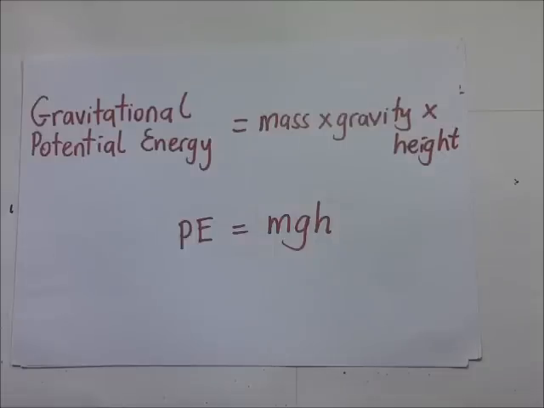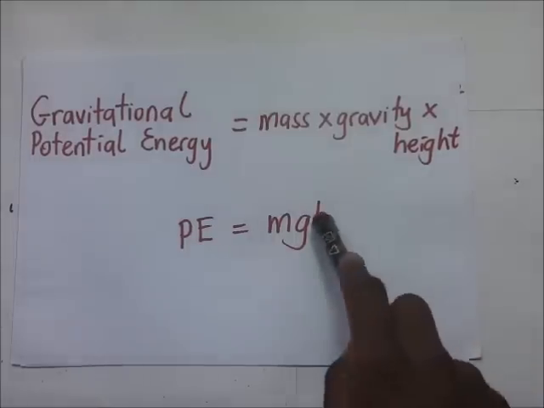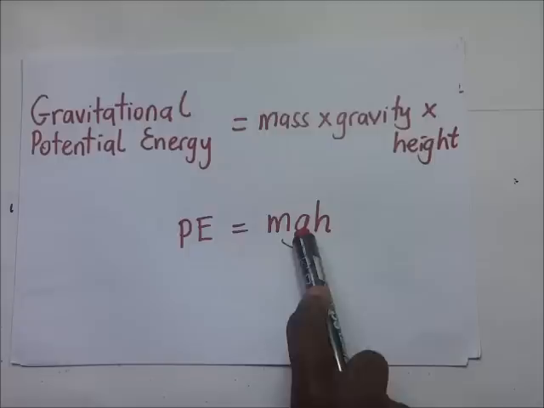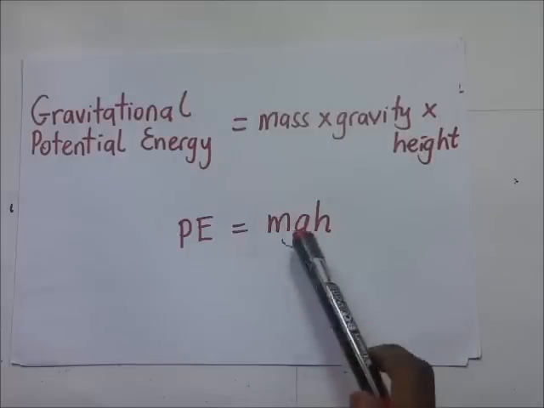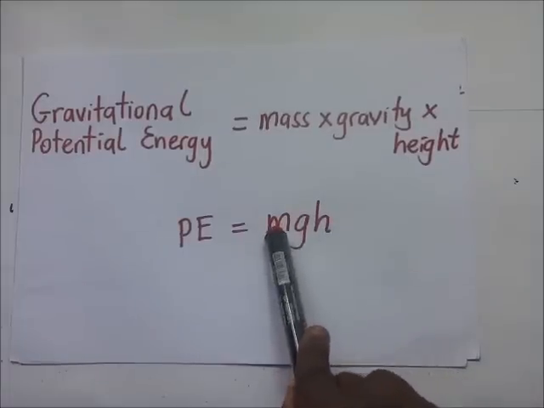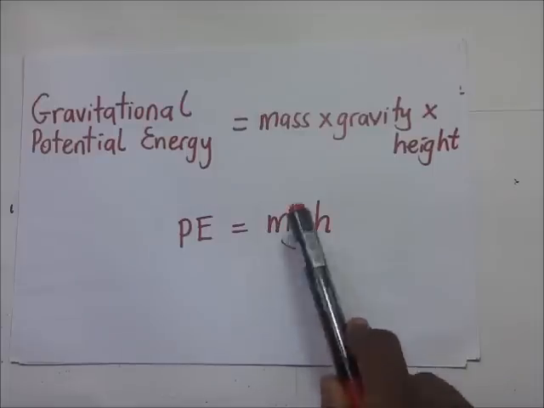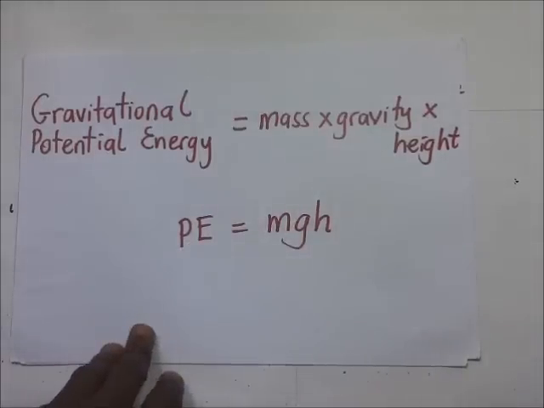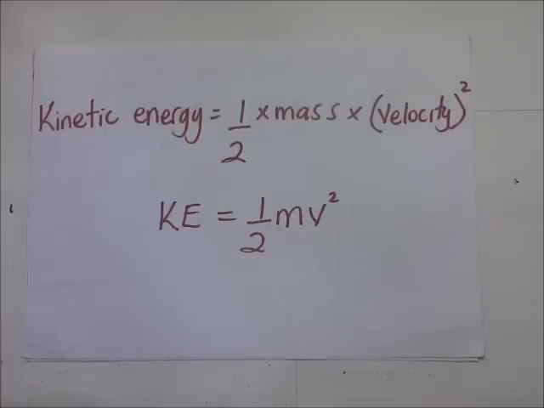The formula for gravitational potential energy, therefore, is equal to mass times gravity times the height. It means that a body that is within the Earth's gravitational field at a certain height h, its potential energy will be equal to its mass times gravity, which is a constant, which is 10, times height. The height is always in meters. The mass in kilograms, the gravity in meters per second squared, for us to be able to get its potential energy in joules. Then for kinetic energy, the formula for kinetic energy is a half times mass times velocity squared.